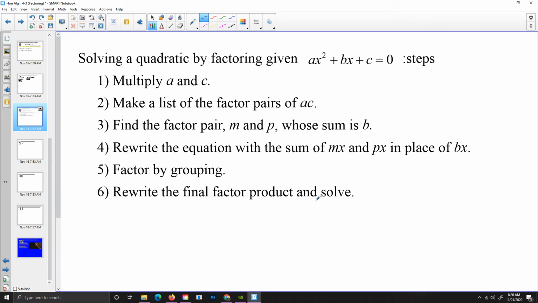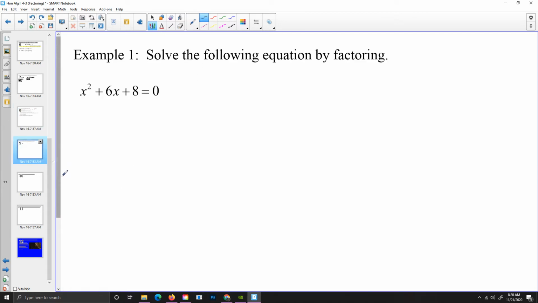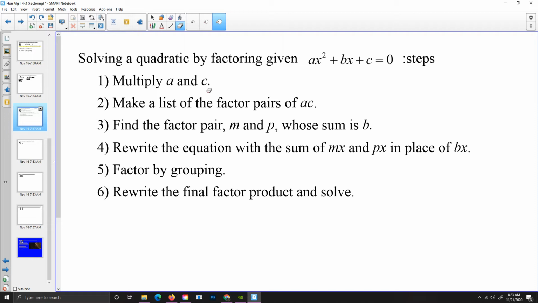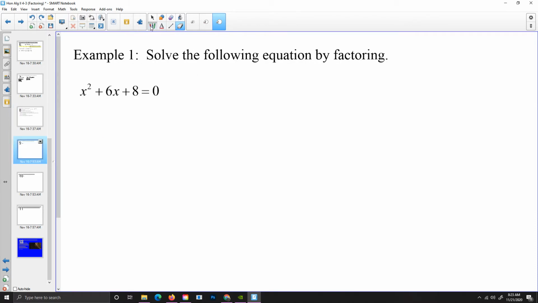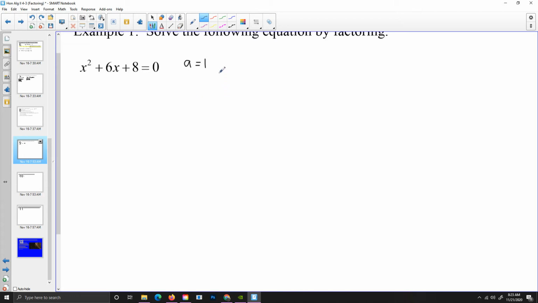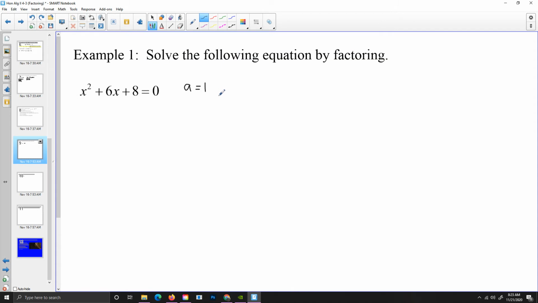Now, that may sound confusing at first, but if you follow along, you'll see that this thing makes a lot of sense. So my first example is a simple one, and we wouldn't necessarily need to use this method to do it. Since we're learning, we want to get an idea of how to do it on a simple example. So the first thing we're going to do is we're going to multiply a and c. So what are they? A in this case is equal to 1, and c in this case is equal to 8. So we're going to multiply those together. AC is equal to 8.